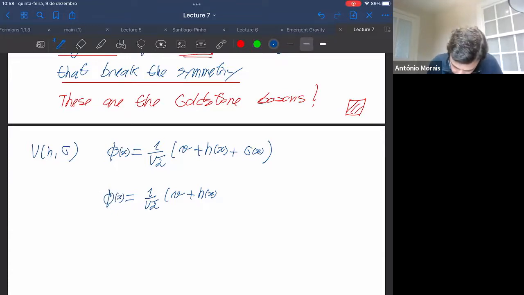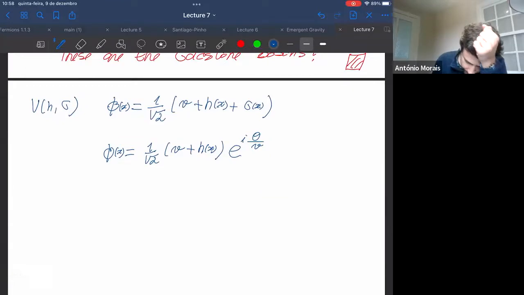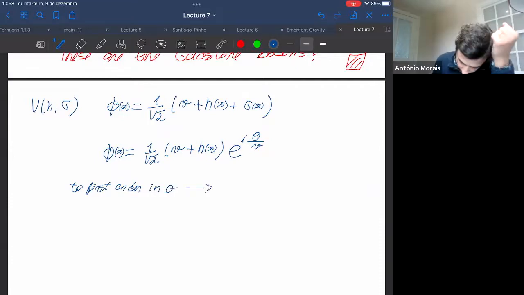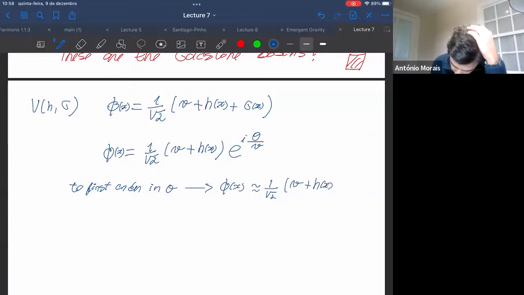So these h's and g's are quantum fluctuations. And then we can put this in an exponential form here, e to the i, and let's now call it theta, because it's not exactly the same as G. This is an exact formulation, let's say. And to first order, you can expand this to first order in theta. We have phi of x approximately 1 over square root 2, v plus h(x) plus i theta(x).